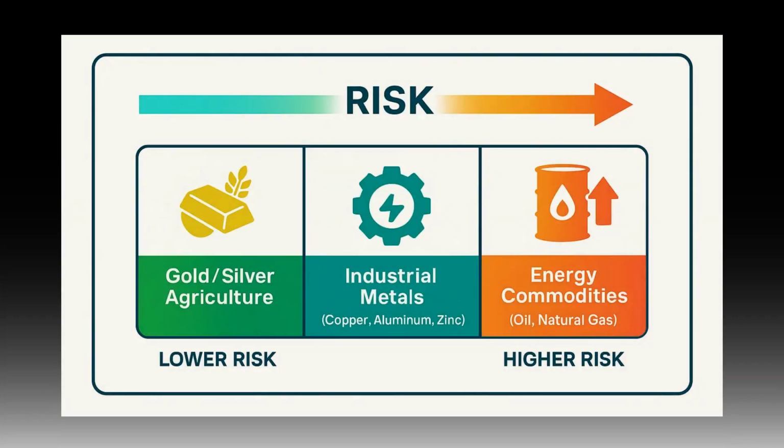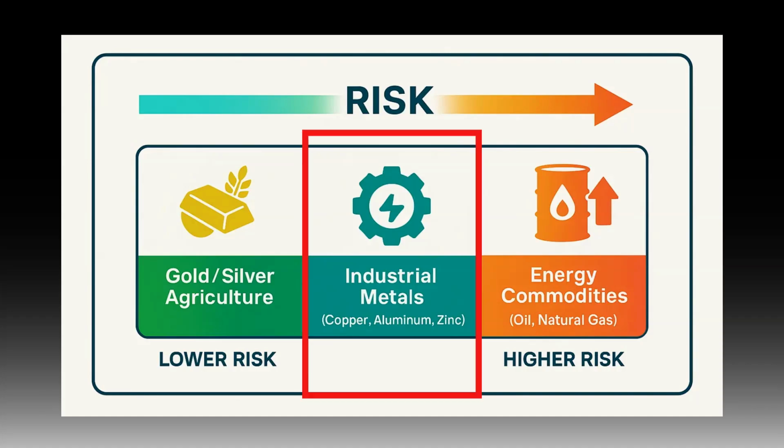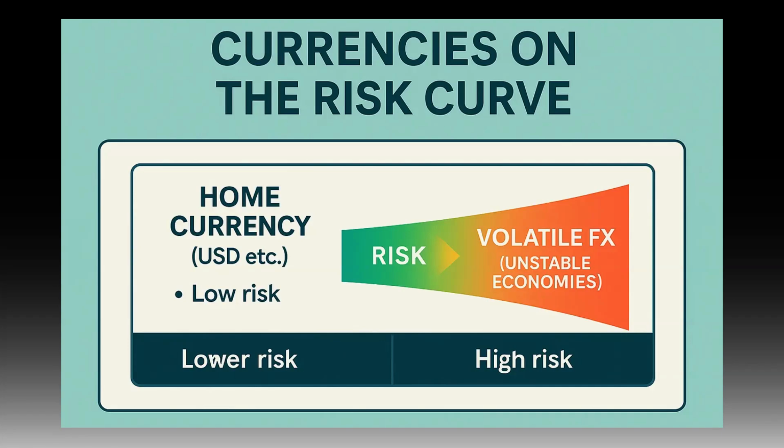When it comes to commodities, gold, silver, and agriculture are typically on the low end of the risk curve, where industrial metals like copper, aluminum, zinc are in the middle of the curve. Energy commodities like oil and natural gas are typically on the high end of the curve. Now, cash is always on the low end of the curve because everything's priced in that currency. But if you're comparing one currency to another, currencies with unstable economies can be very volatile.